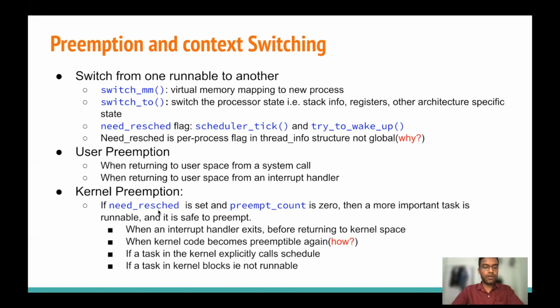In the kernel space, it has to check the need reschedule variable as well as the preempt count. When the need reschedule variable is set and preempt count is 0, then it can preempt a currently running task when it is safe to preempt. When an interrupt handler exits before returning to the kernel space, it can preempt the currently running process.